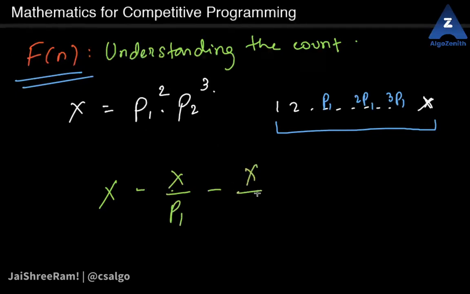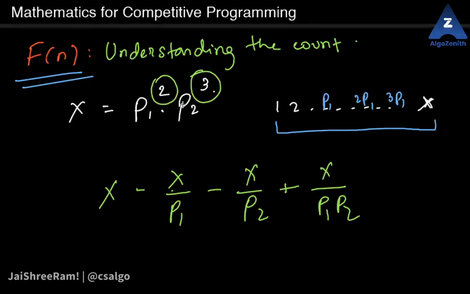We also subtract x by p2 for a similar reason, because p2 should also not come in the number that we are looking for. However, we would have counted some numbers multiple times which are divisible by both p1 and p2, so we would add that back, right? Make sense? So this is just inclusion-exclusion in place. These powers don't make any sense, because if the GCD is not 1, then we already discard it, right? So powers don't make any sense over here.